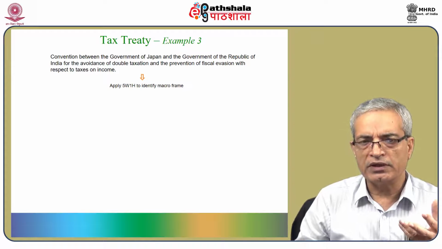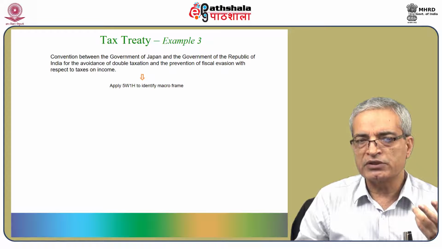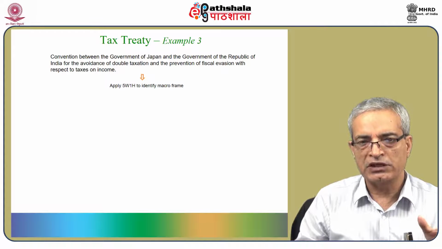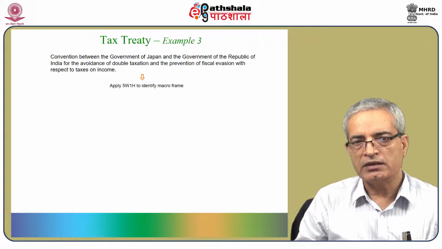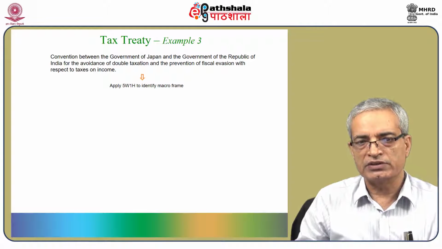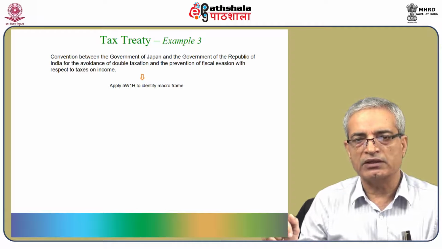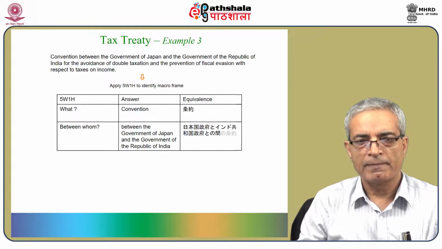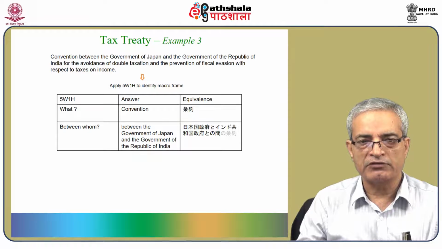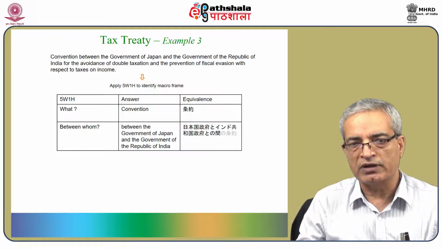Looks very, very difficult. Let me simplify it. Convention between India and Japan or Japan and India makes it simple: for the avoidance of double taxation and the prevention of fiscal evasion with respect to taxes on income. Let's try to do the same thing with 5W1H. What? Convention. Between whom? If there's a convention, it has to be between the two. So it's between the government of Japan and the government of the Republic of India.